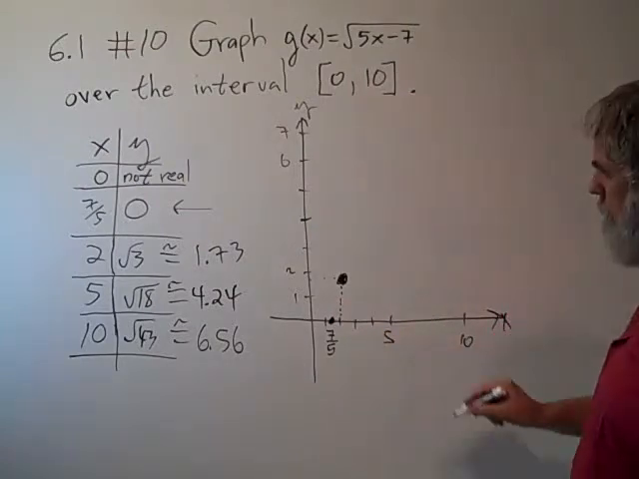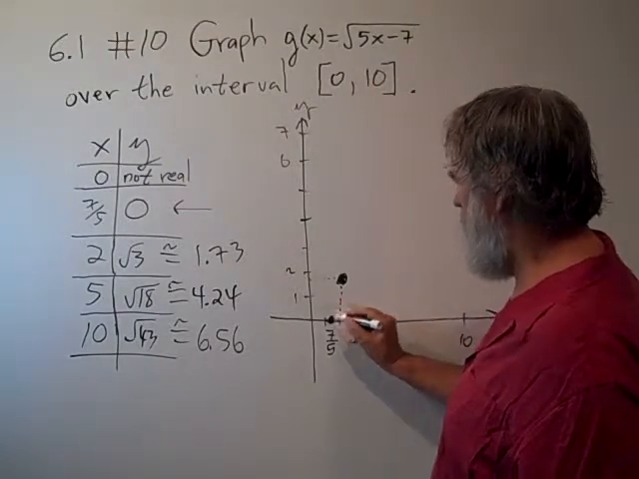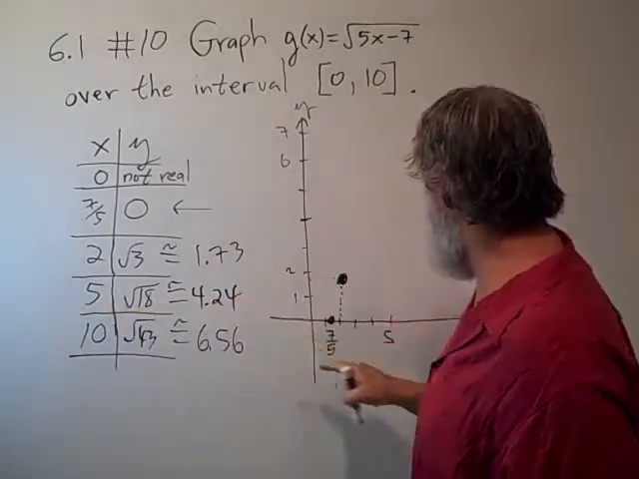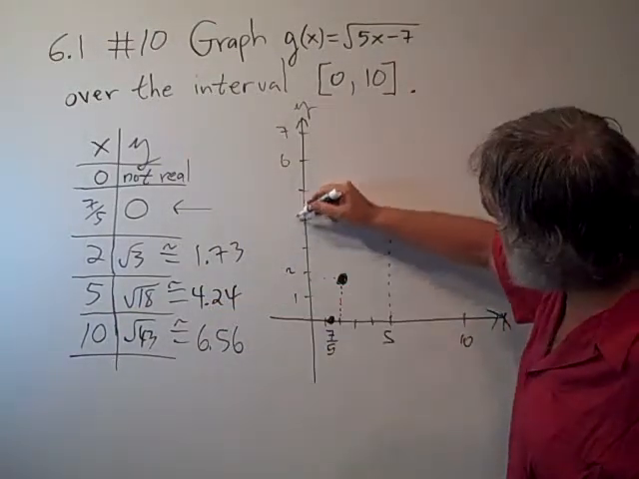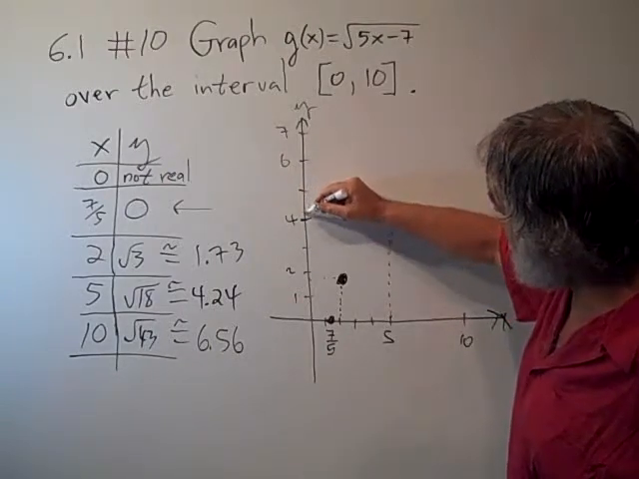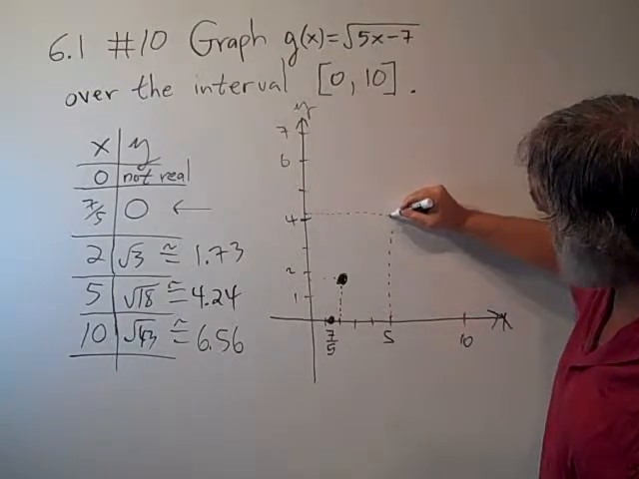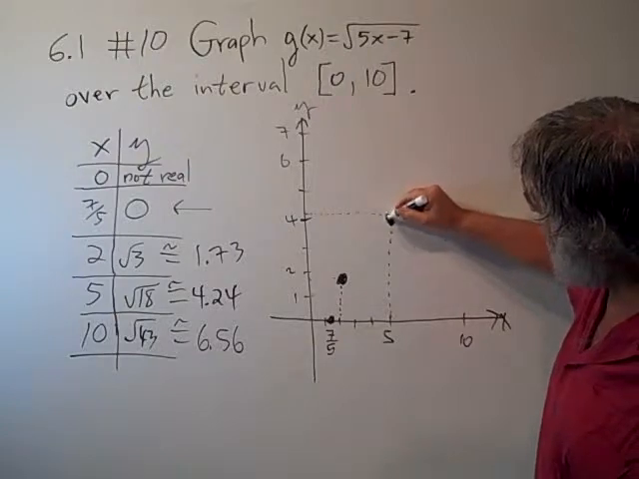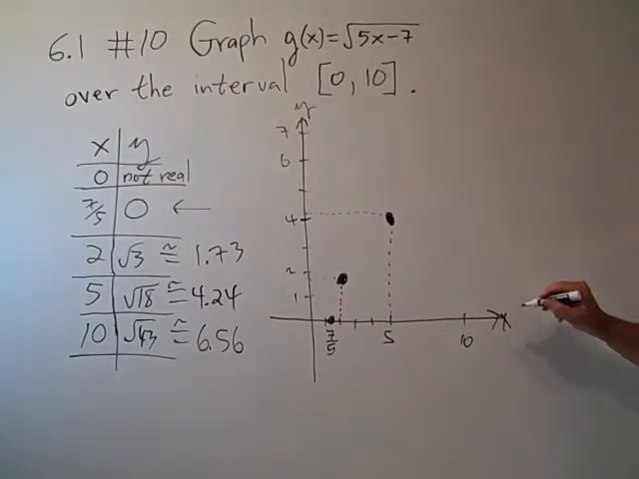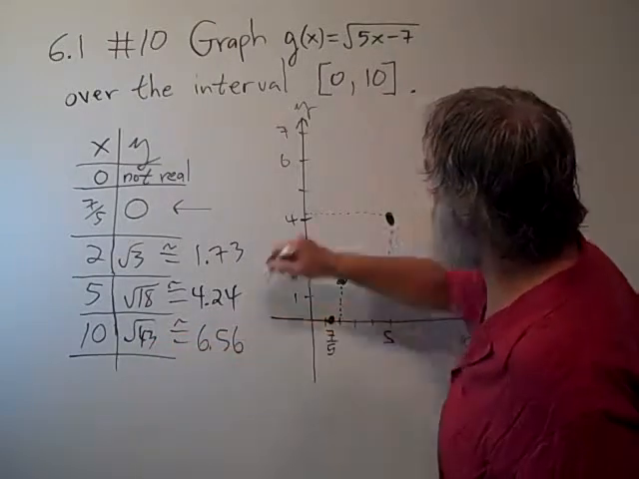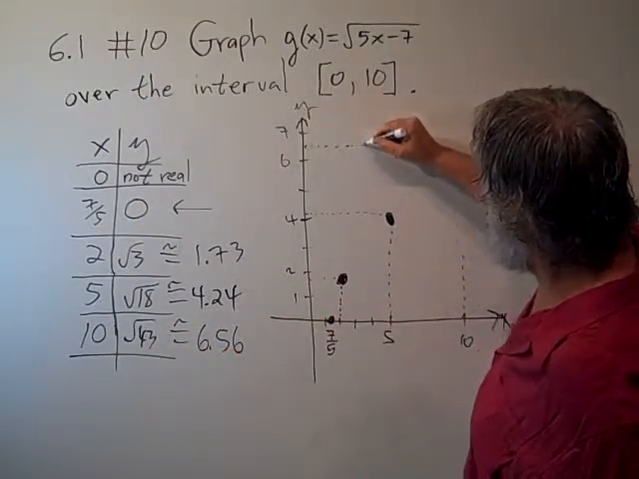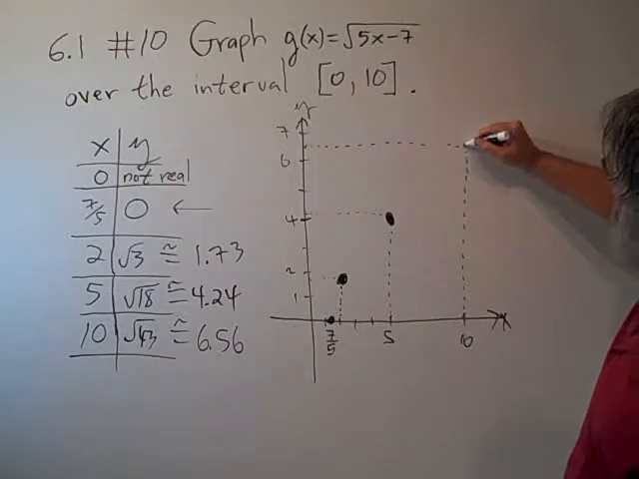The next point is when x is equal to 5, and we have to go up to 4.24. That's 3, this is 4. 4.24 is somewhere around here. And finally at 10 we go all the way up to, when x is 10 we go up to 6.56, which is about this height.